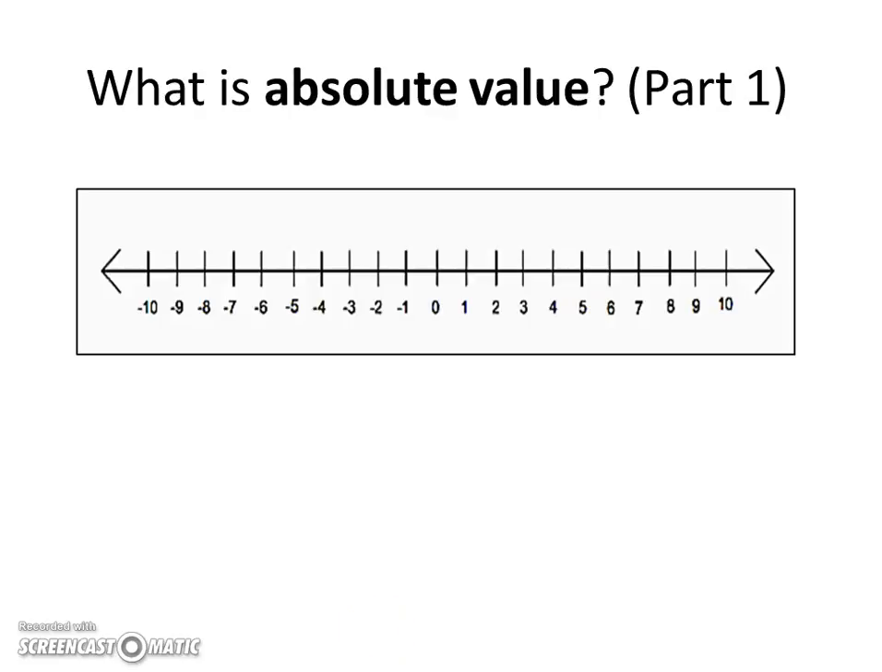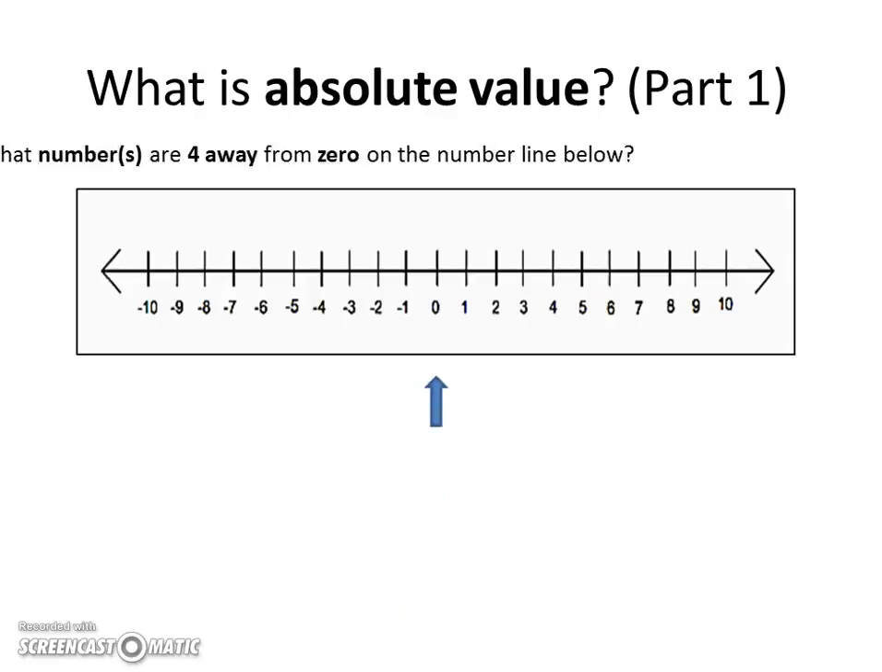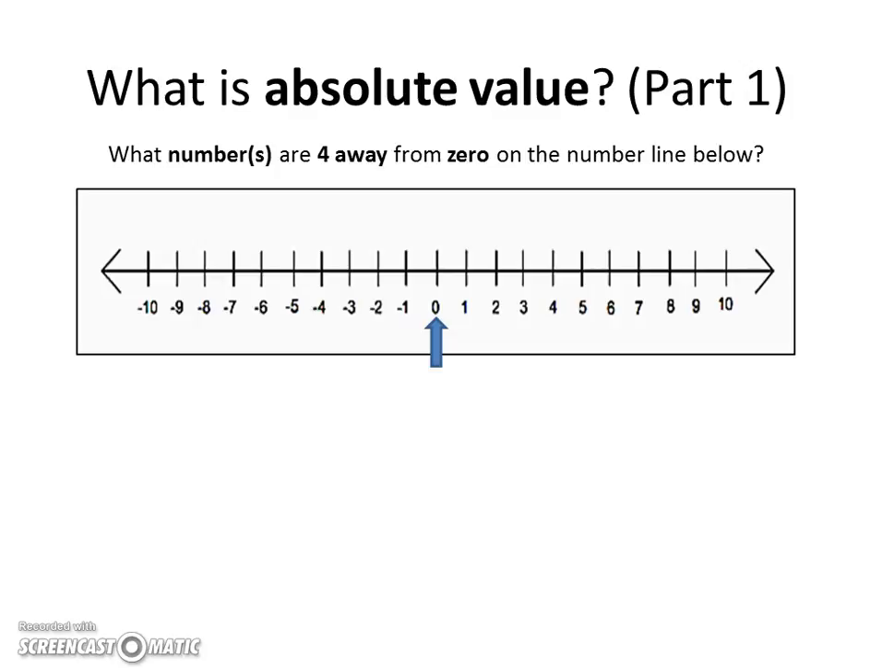Today we're going to talk about absolute value. We're going to get into it a little bit. And the first thing we're going to look at is what numbers are 4 away from 0 on a number line? What numbers are 4 away from 0 on a number line?